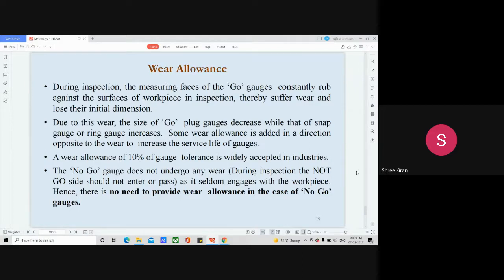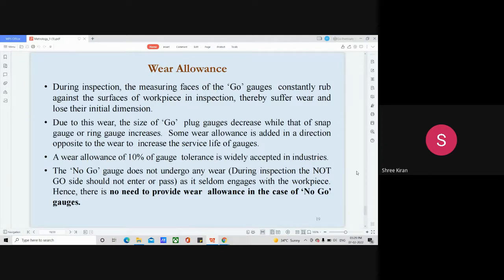What is the main purpose of the gauges? The gauges are mainly used as per the requirement, as a process that helps in easy inspection.